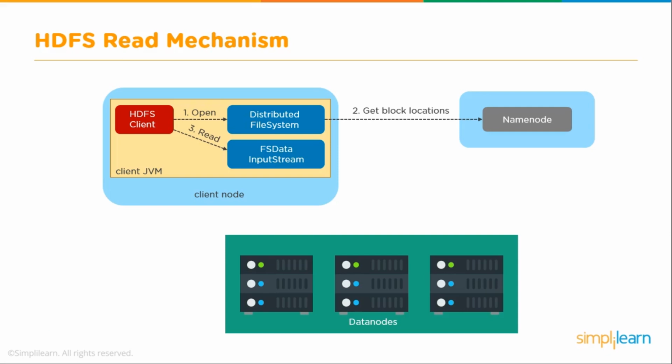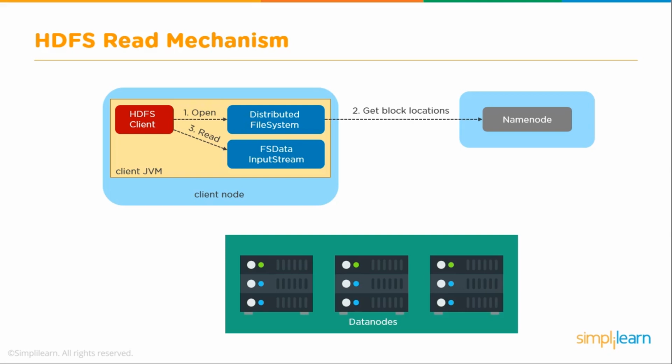Now that's what the Namenode is doing. And the Namenode would always prefer the nearest data node. So out of all the data nodes, the Namenode will give a sorted address of data nodes that are holding the blocks, wherein it will prefer the nearest data node. Now the distributed file system returns an input stream called FS data input stream. And this FS data input stream, you can again consider like a class which supports file seeks.